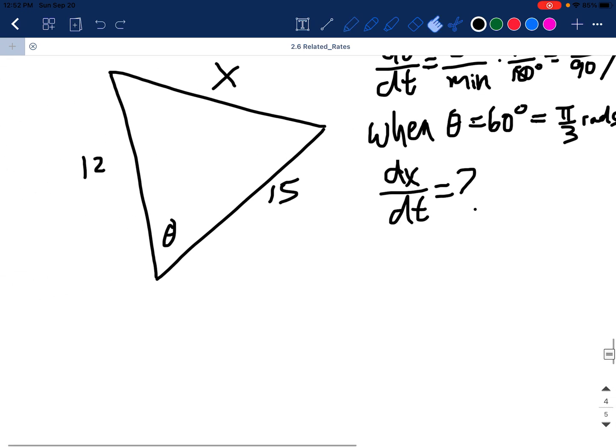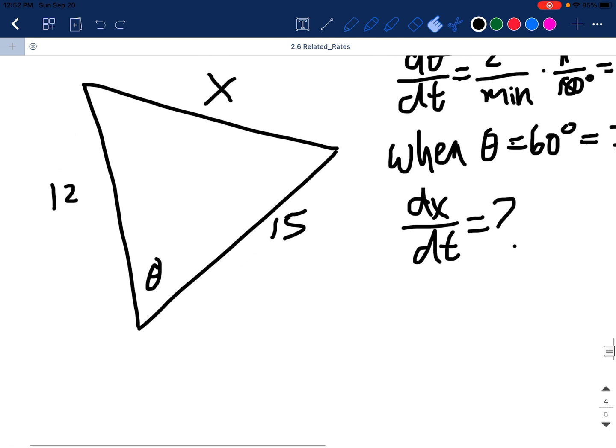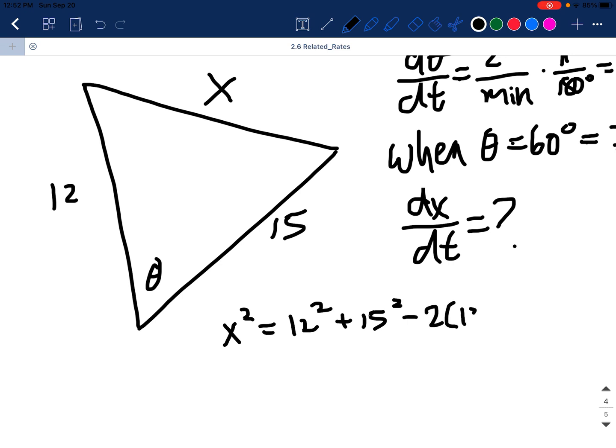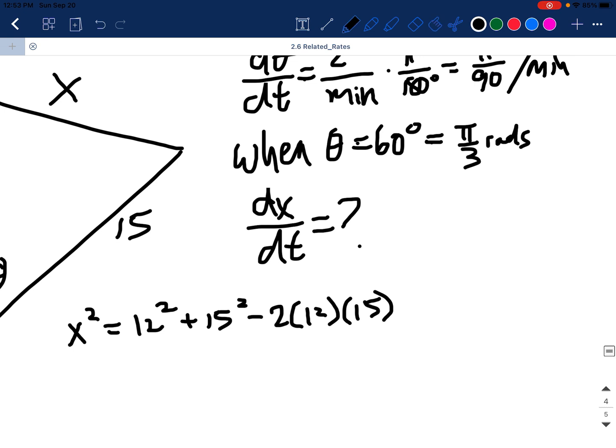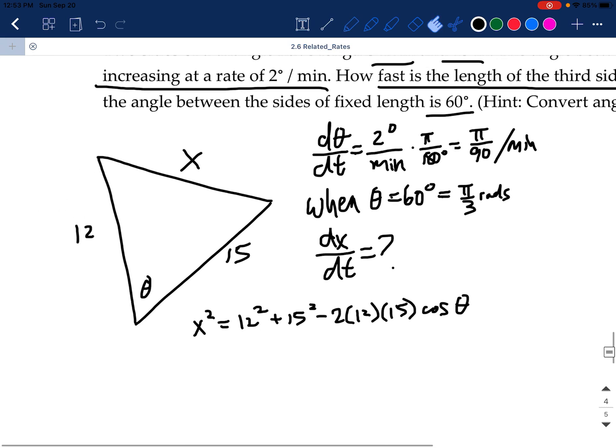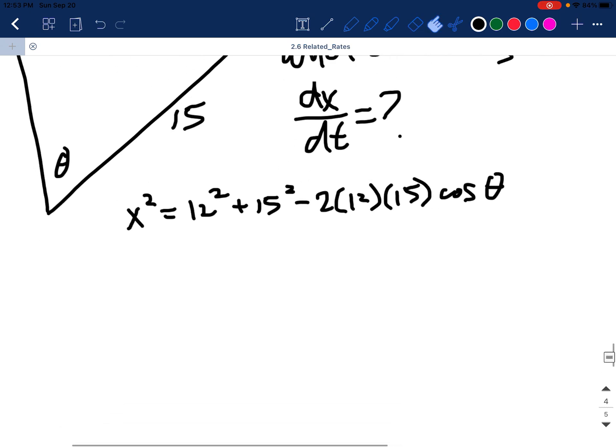So we're going to need to use that formula. Since we're solving for x here, we're going to have x squared is equal to 12 squared plus 15 squared minus 2 times 12 times 15 cosine of theta. Okay. And the nice thing is that the derivative is going to work out pretty nicely here. But we do need to figure out what that third side length is. So let's figure out the third side length first.